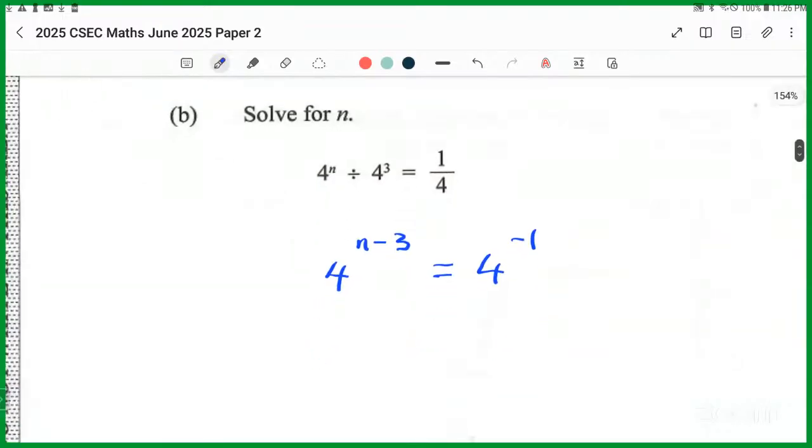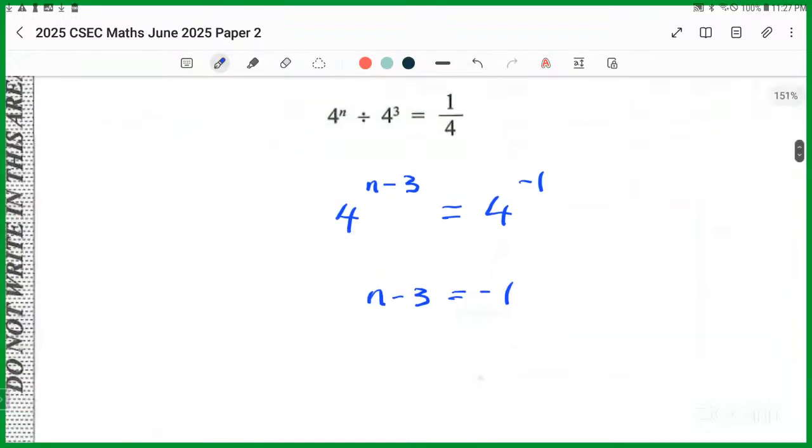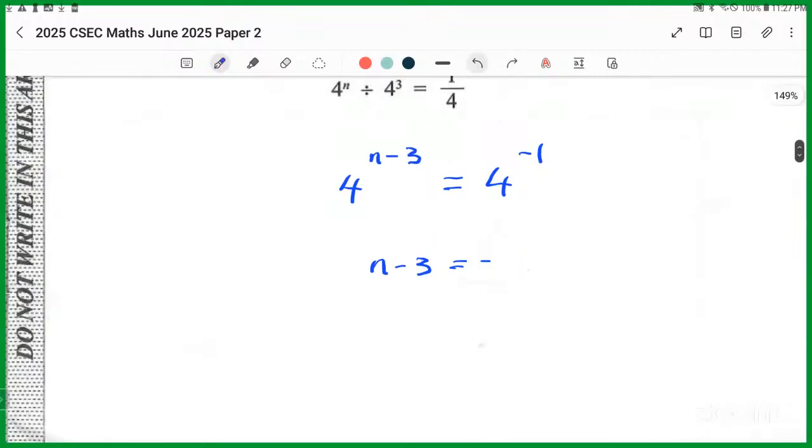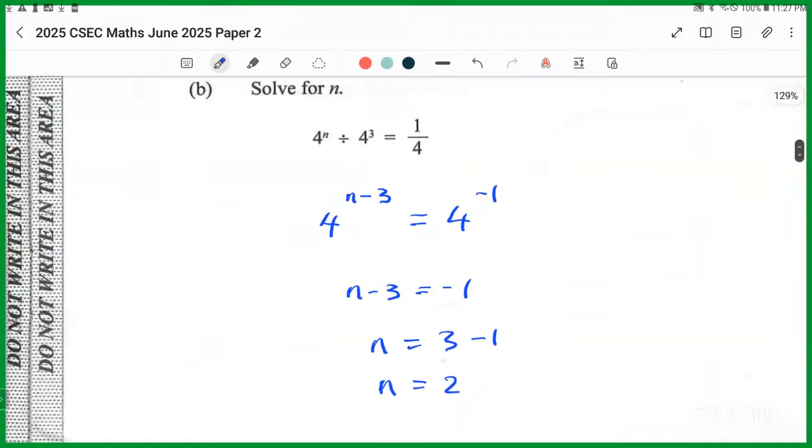It therefore means that these two powers are equal, but the two bases are equal. So we can conclude that n minus 3 is equal to negative 1. Transpose the negative 3. We get n equals 3, positive 3 minus 1. So n is equal to 2. That's the answer right there. n is equal to 2.